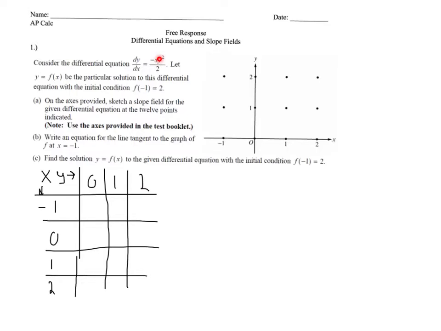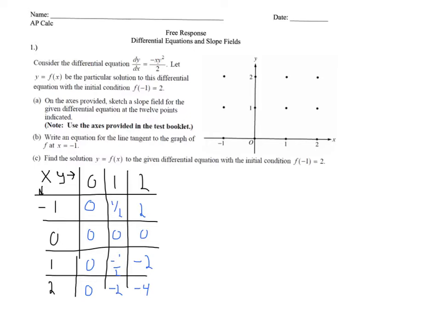This one was nice because either time that x or y were 0, our slopes were 0. And then when I plugged in -1 for x and 1 for y, I got +1/2. -1 for x and 2 for y, I got 2. Here I got -1/2, -2, -2, and -4.